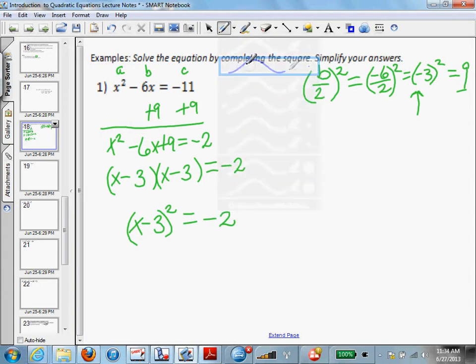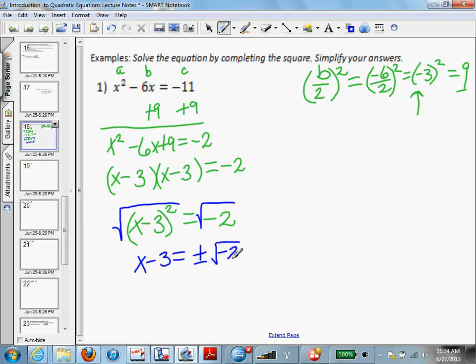Now we can apply the square root property to free the square. And what's going to happen over here, we're going to have x minus 3 equals plus or minus the square root of a negative 2. And if you look, that negative 2 is inside a square root, so it does not exist, because a negative in a square root is not a real number.